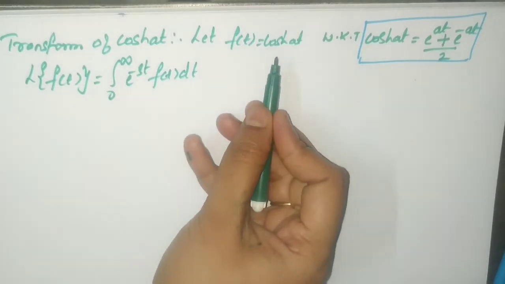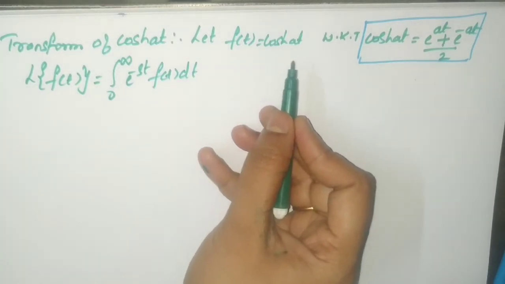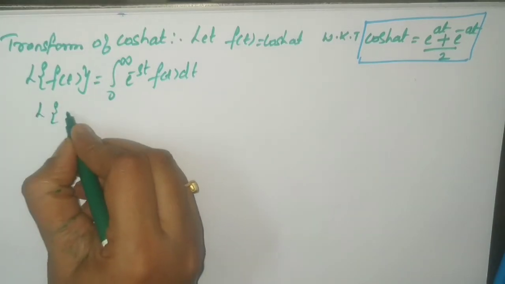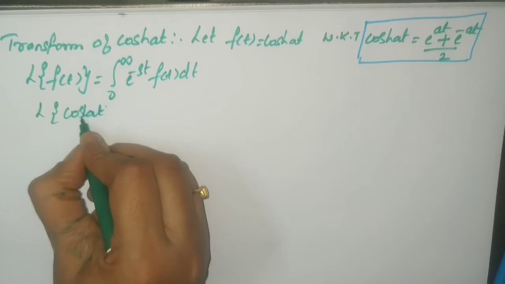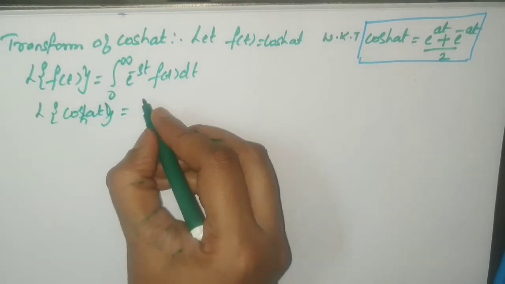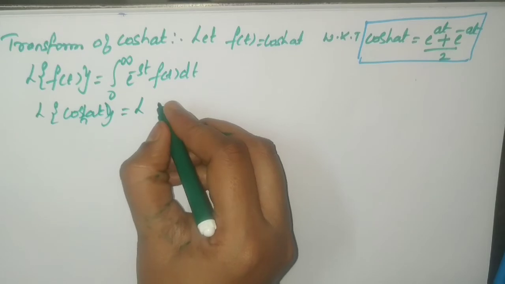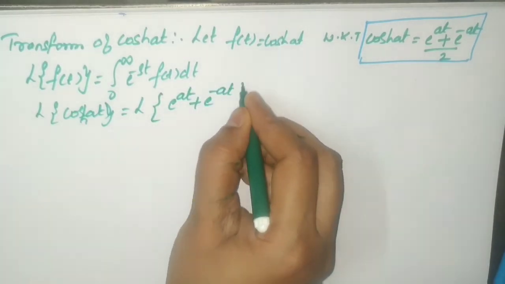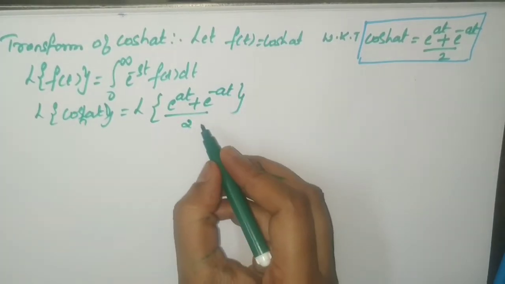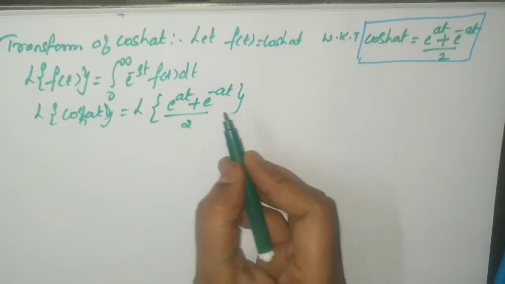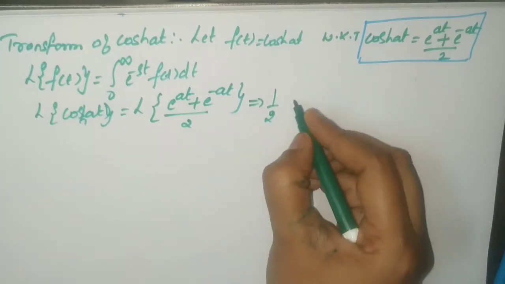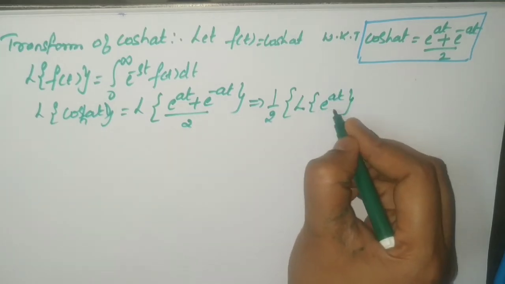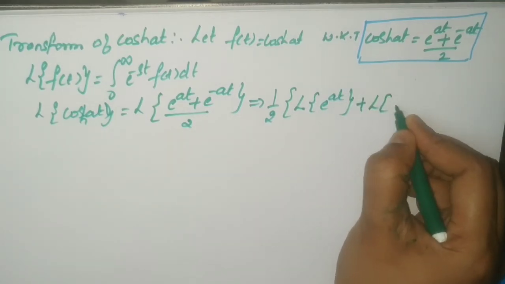Wherever the function is there, replace it by cos hyperbolic at, which we have written as e power at plus e power minus at by 2. So Laplace transform of cos hyperbolic at can be written as Laplace of e power at plus e power minus at whole divided by 2. As we know, Laplace transform satisfies the linearity property. 1 by 2 becomes constant, I'll keep it outside and take Laplace for the function.